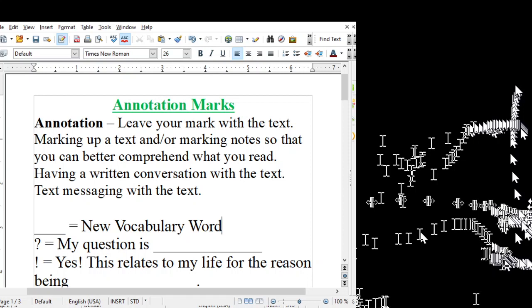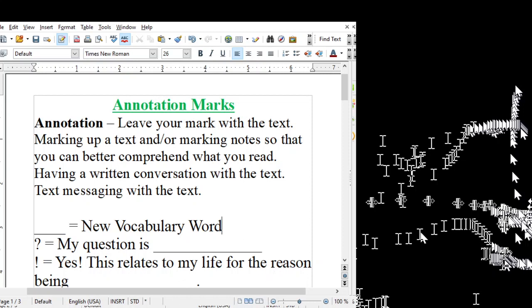All right, the third symbol is the exclamation point. That means that, yes, this relates to my life for the reason being. It's like you have a light bulb moment, or it's like you can relate to what you just read. So you would underline the text, and then you would put the exclamation point next to the text, and then you would say how what you just underlined relates to your life. And you would explain that in the margin. Now I'm explaining how you would write it in your book if we were in the classroom, but I'm going to show you how you're going to annotate on a Word document.